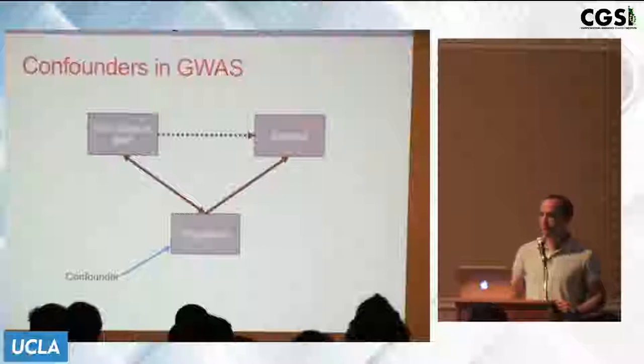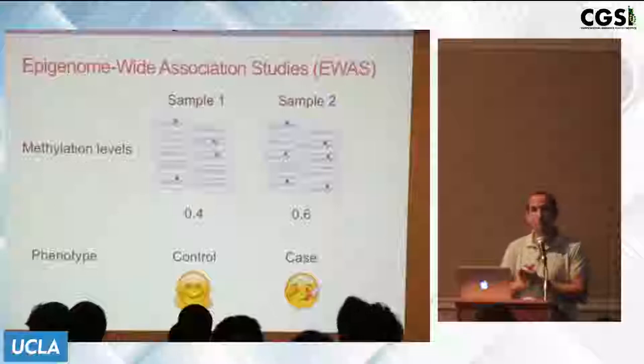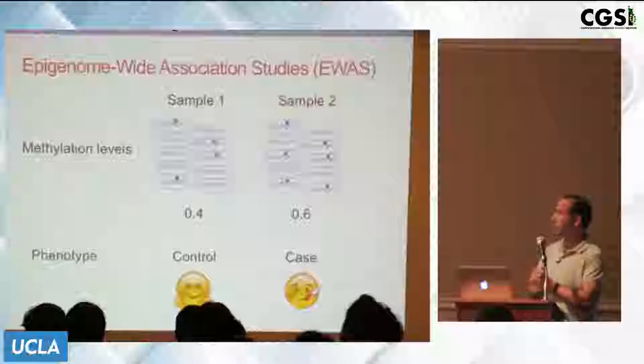In methylation, population also affects us, but there are other confounders that can affect us. And one of the major ones, or I would say the major one, is cell type composition. So let me explain what it is.